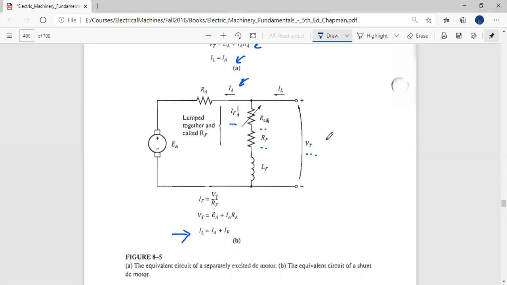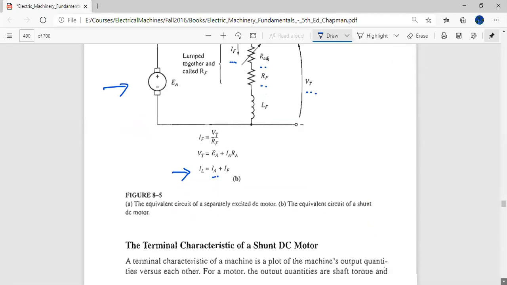And if the field current is constant, provided VT is constant and RF or R adjustable is constant, then the load current will depend on the fluctuations in the armature current, and how the armature current varies because of the difference in the rotating speed of the motor. EA would vary, and this EA would have a direct impact on IA, because IA is equal to the difference of VT minus EA divided by RA. So if EA is varying due to the different rotational speed of the motor, then this EA will have a direct effect on IA, and it would have some effect on the load current drawn by the motor.